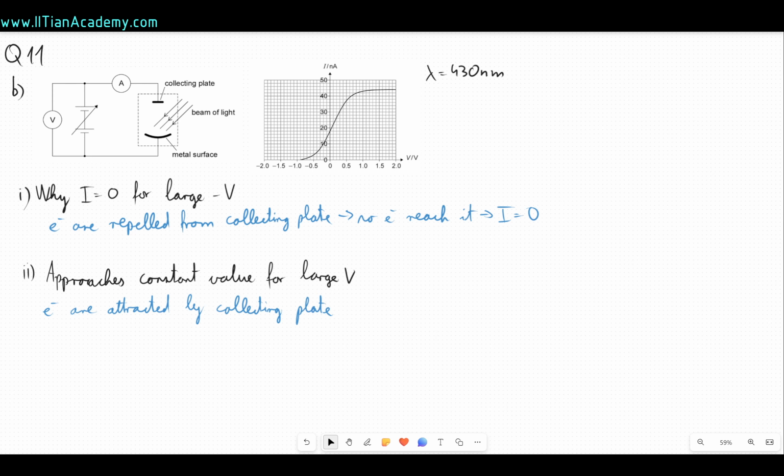And what this will mean is that eventually all electrons reach the collecting plate. So there cannot be any more electrons jumping the gap, and therefore the current, so the number of electrons, will be the same. The current is constant, as we will no longer have any more electrons jumping across, or the number of electrons jumping across will not change anymore.